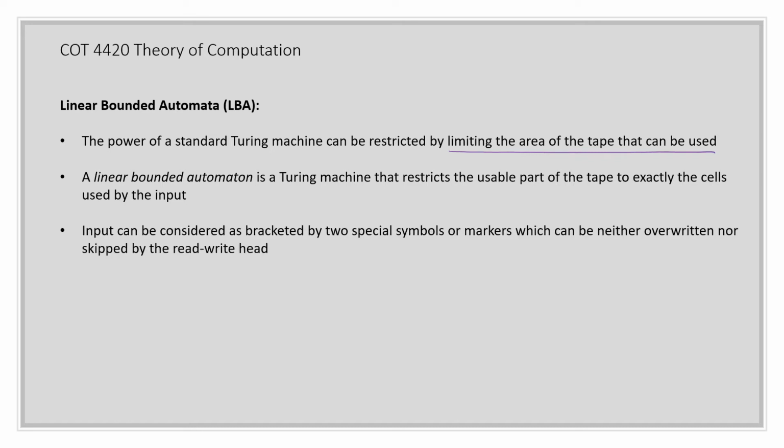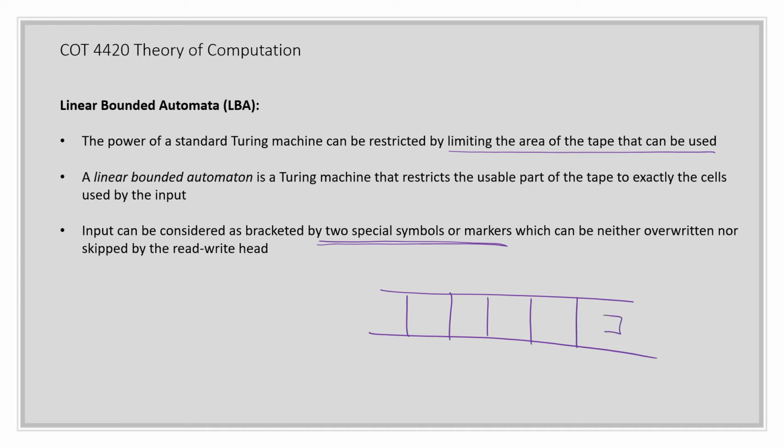You can use two special symbols or markers to bracket where the input starts, and you can never go past that. So we do have the blank. In the examples that I showed you, the tape could actually be infinite in both directions, but if you're building a linear bounded automata for a language, you cannot go over. So if this is your tape, you have your special symbol on this side, and you could have a special symbol on this side. It cannot overwrite the special symbols, so you're limited to this area of your tape.